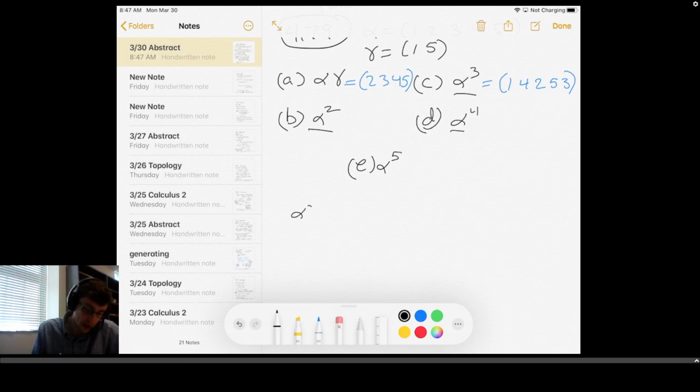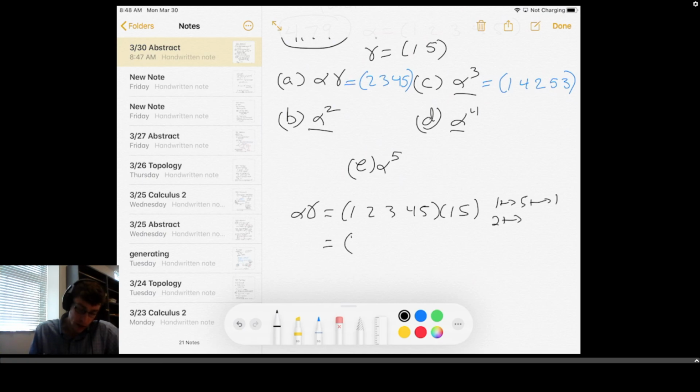So if I look at alpha gamma, well, this is 1, 2, 3, 4, 5, 1, 5. So where does my 1 go? Right, so 1 goes to 5, which then goes to 1. All right, well, crap. So 1 doesn't do anything, right? So 1 goes to 5, which goes to 1. Okay, so I'll start it with 2. 2 doesn't do anything in the first one. 2 goes to 3.